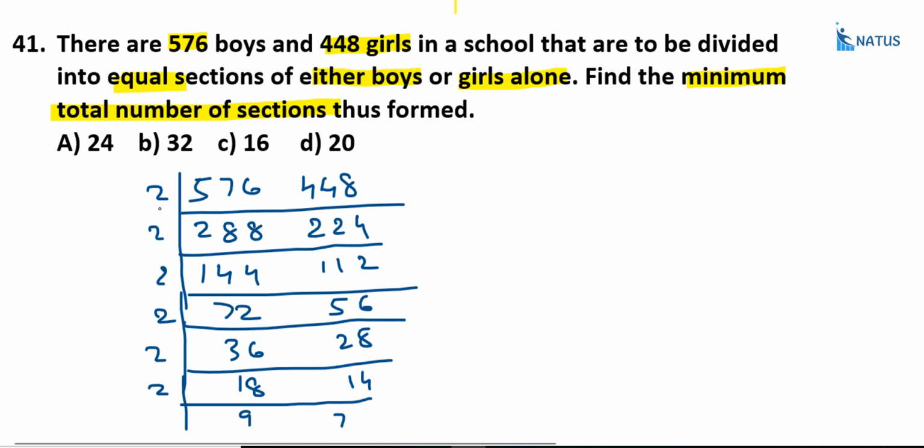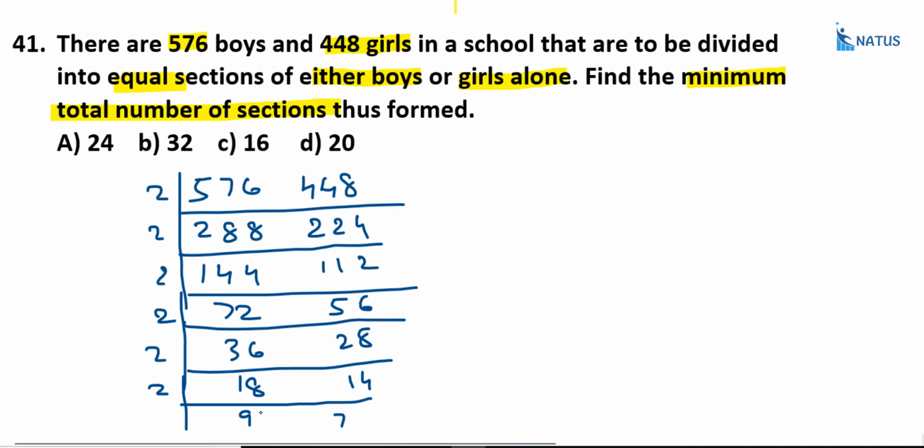Now, what we require is how many total sections are required to place these 576 boys. What can we do? We will divide 576 by 64. If you divide 576 by 64, what will you get? That is equal to 9 only. And if you divide 448 by 64, what will you get? That is equal to 7.